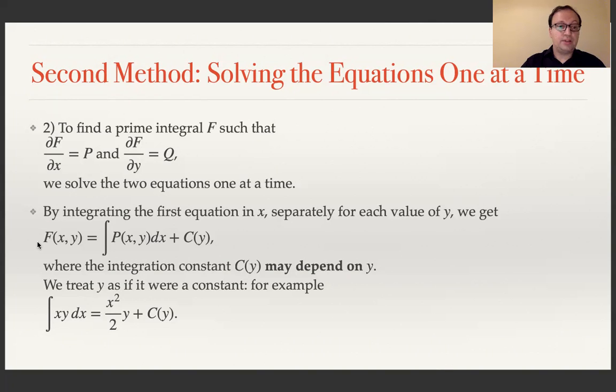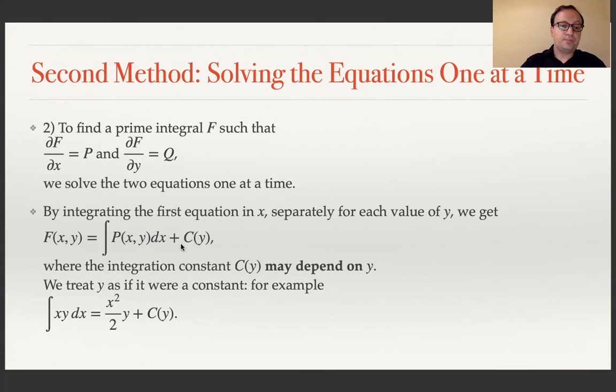So we integrate both sides of the equation as a function of x. The integral of partial f over partial x is f itself. And then the integral of p is something that we can compute, the integral of p of x and y dx. The thing is that when we integrate as a function of x, we actually perform one separate integration for each value of y, and therefore the constant of integration that we get will depend on y. So it's not really a constant, it's a function of y, c of y. It's one individual value for each y.